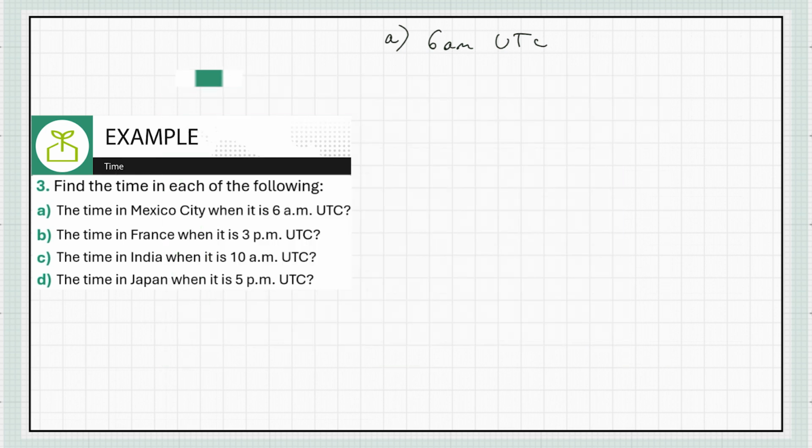So in order to work this out, all we have to do is take away 6 hours to find out what the time is in Mexico City. So in order to do that, we know that it is Mexico City. It will be 6 a.m. minus 6 hours. And 6 a.m. minus 6 hours, well, that's just 12 a.m. or midnight.